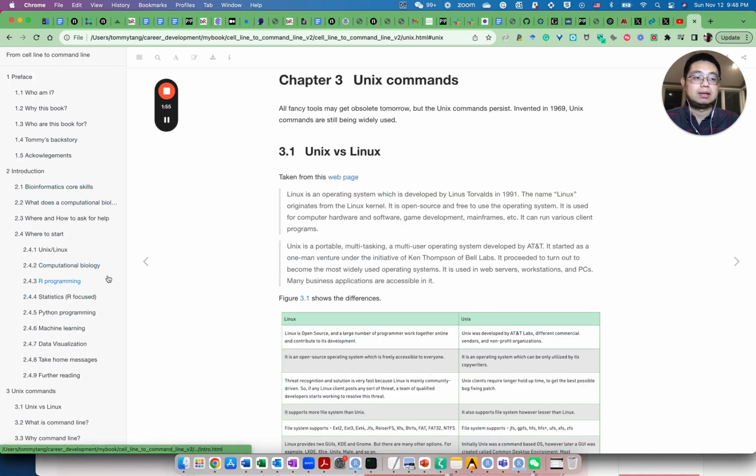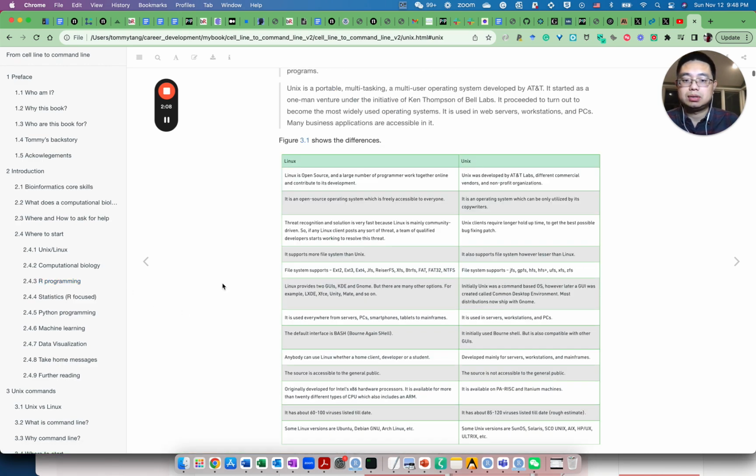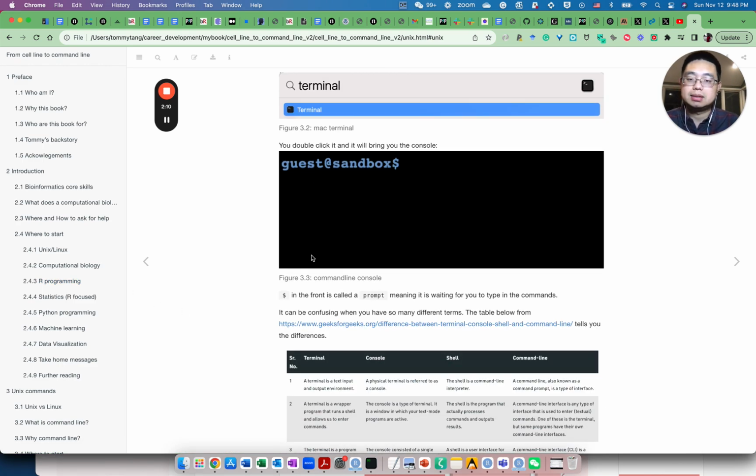I think if you want to learn computational biology, you have to learn Unix commands, because most of the computational biology tools are written to run on the command line. So you need to learn how to run commands in the terminal.